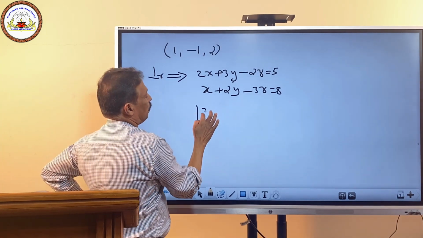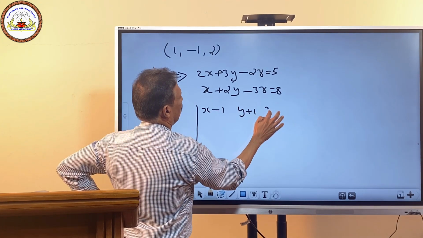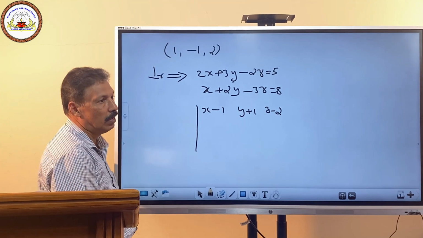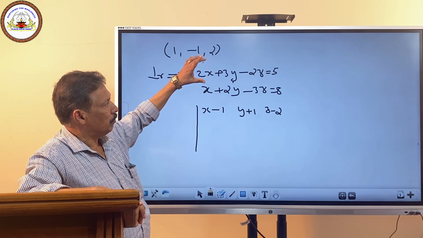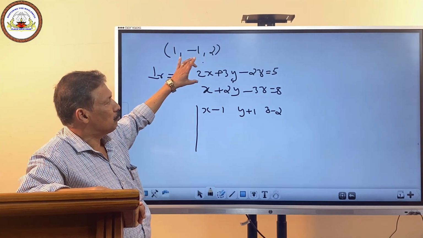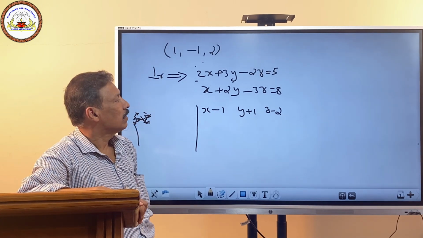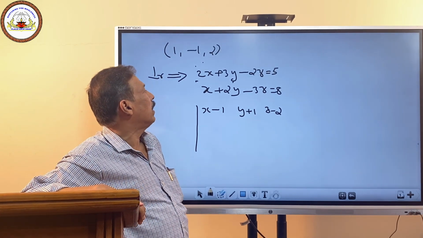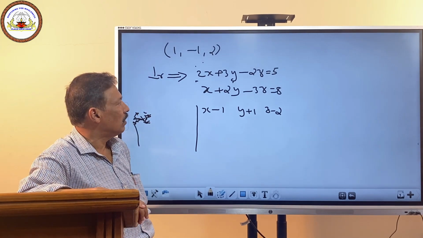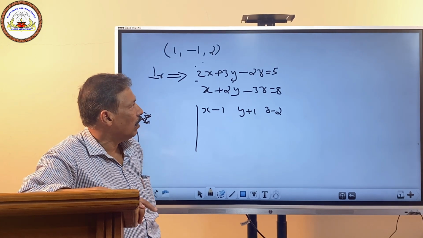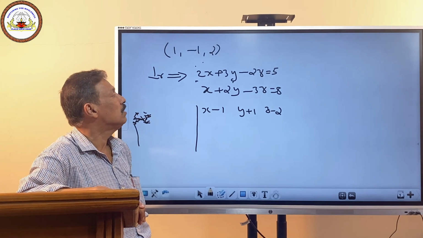Then another, easier method: any plane passing through the point 1, minus 1, 2 and perpendicular to the planes, the first row is x minus 1, y plus 1, z minus 2. Again we consider our required plane is perpendicular to the first plane 2x plus 3y minus 2z equal to 5. That is, a vector normal to the plane 2x plus 3y minus 2z equal to 5 is 2i plus 3j minus 2k. That's a vector normal to this plane.